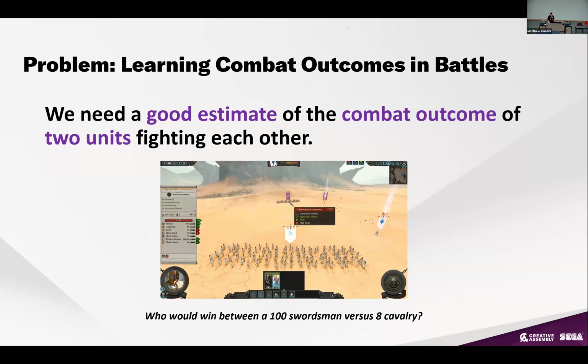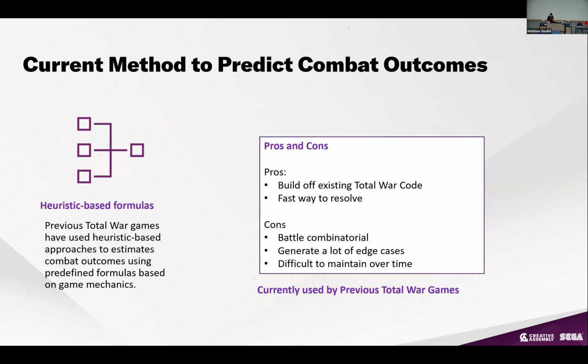Who would win between 100 swordsmen versus 8 cavalry? One approach of doing this is through a heuristics approach, where we can build off our existing code base and be very fast to resolve, but at the same time, it has a lot of units that we need to measure. And it has a lot of edge cases because we have both fantasy and historical games.